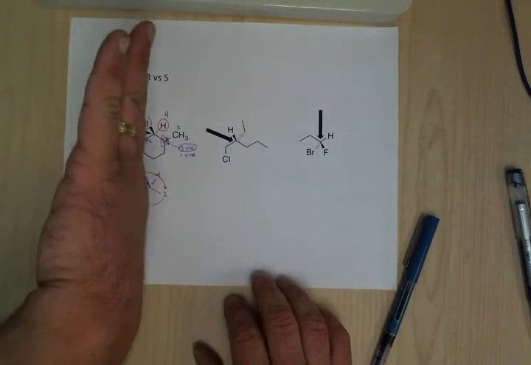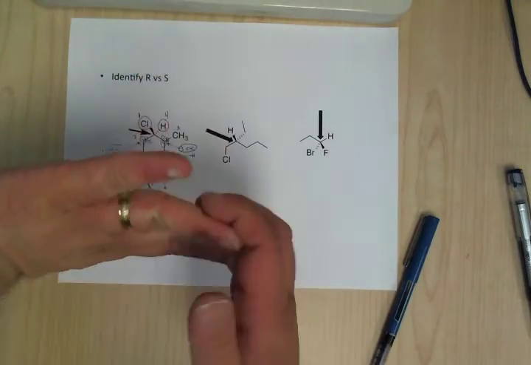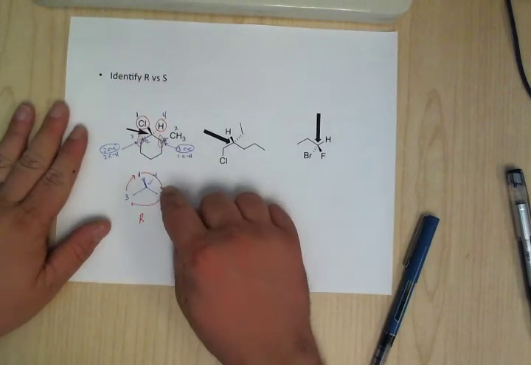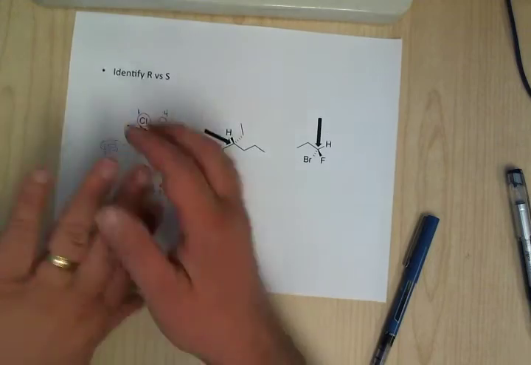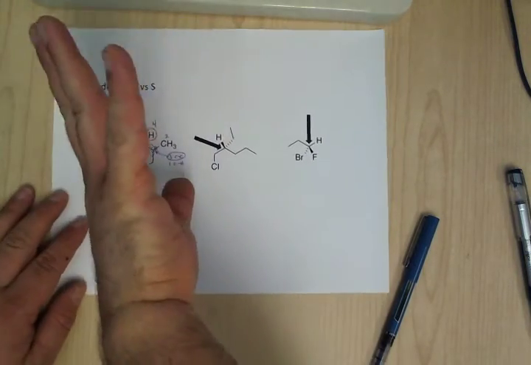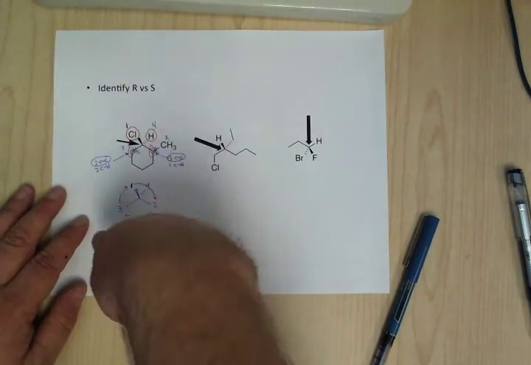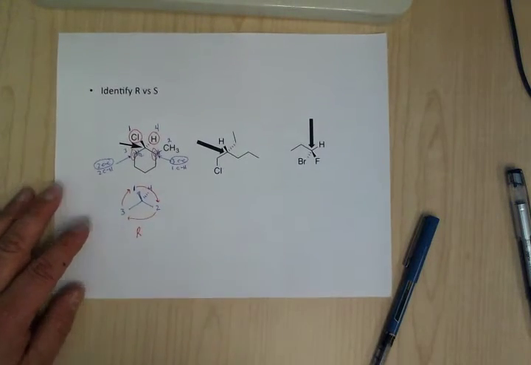I can't sweep with my left hand and go 1 to 2 there without breaking my hand. So 1 to 2, I can't sweep with my left hand. I have to sweep with my fingertips from 1 to 2 to 3 around. So that means it's R.